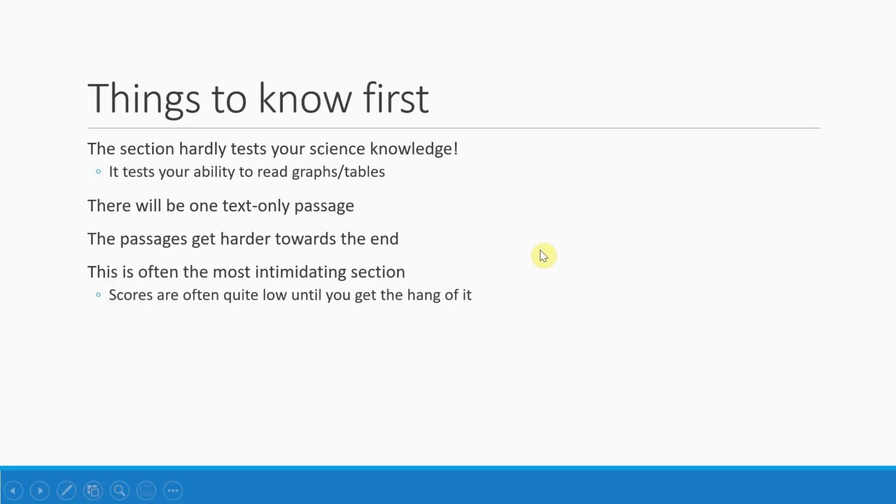Another very critical thing to understand is this is often the most intimidating section. Obviously, everyone is different. Some people are going to love it right off the bat, but it's very common for scores here to be really low at first because you've never really seen something like this before. You think it's actually testing science, and then it throws you off because it's kind of disguised. So you'll often do pretty poorly at first. Don't be discouraged. That's where most people are.